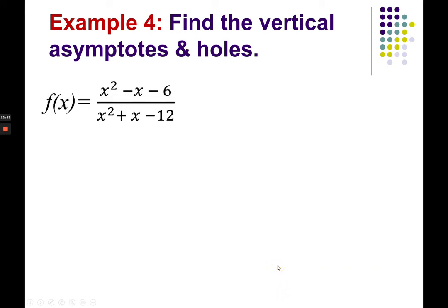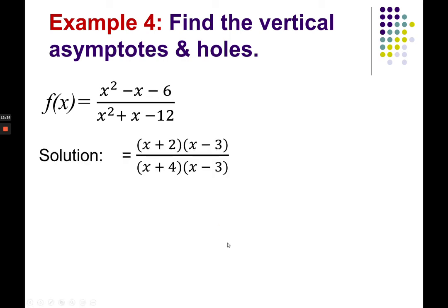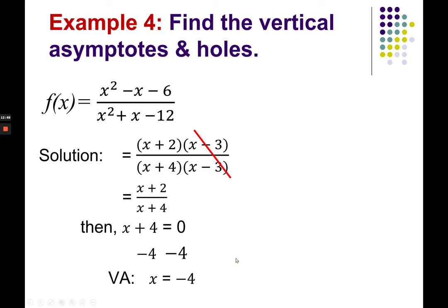Let's have probably our last example. Find the vertical asymptote and hole of the given function x squared minus x minus 6 all over x squared plus x minus 12. Both are factorable. On top, it should be x minus 3 times x plus 2. On the denominator, it should be x plus 4 times x minus 3. And the x minus 3, you could cancel. Then we therefore have a hole. But let's continue. The simplified form of your function is x plus 2 over x plus 4. There is a vertical asymptote at x equal to negative 4.